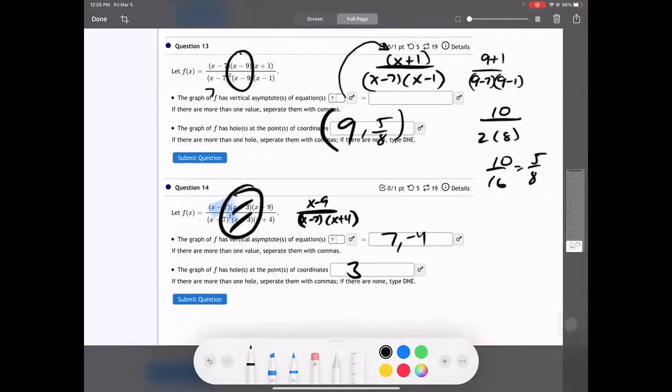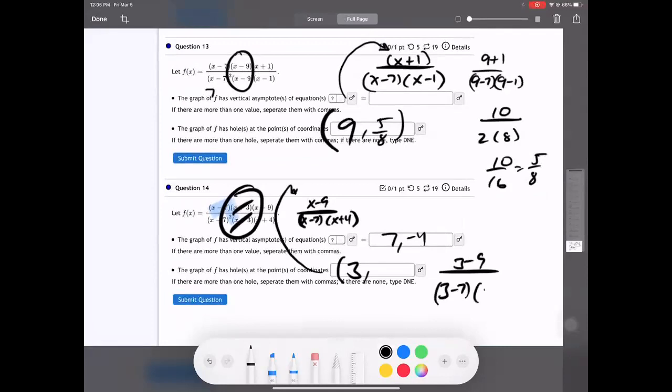Next problem over here, we had a hole at 3. We're going to plug in 3 into the problem. 9 minus 3 minus 9 over 3 minus 7 and 3 plus 4. That's negative 6 over negative 4 times 7, which is negative 6 over negative 28, which reduces to 3 over 14. And that's our y value. That's where the hole is.